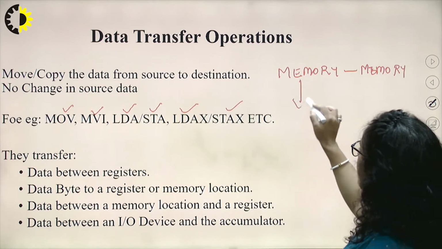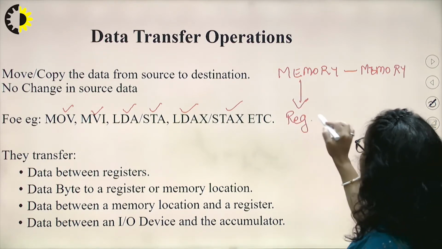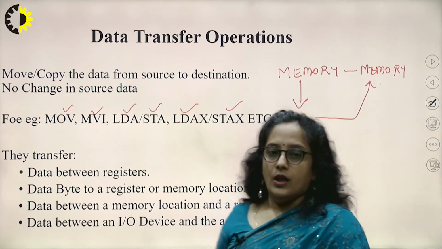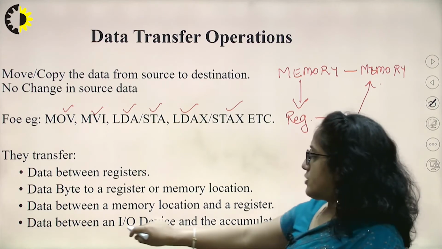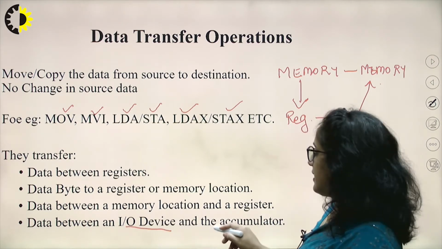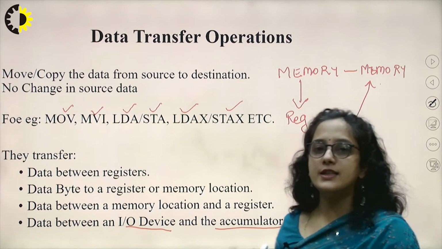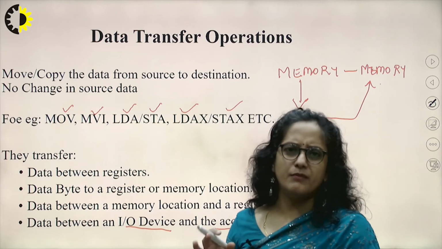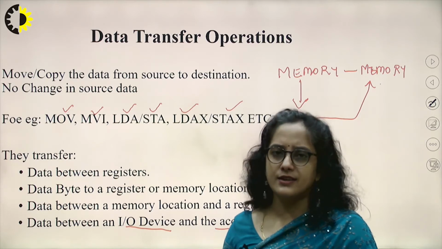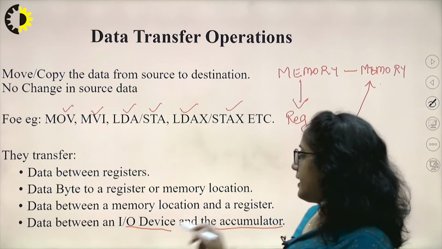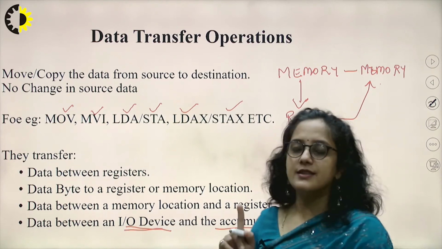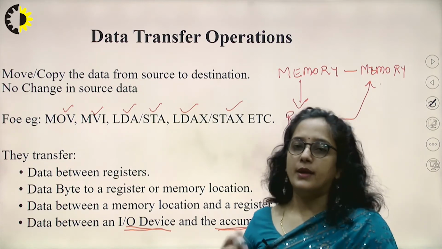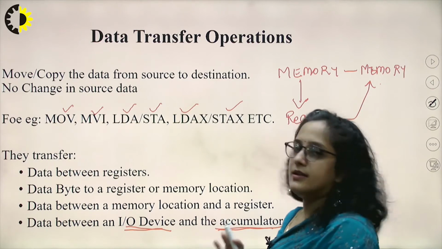First from memory it will come to the internal registers of the microprocessor, and from the microprocessor's internal register it will go to the memory. We can take data from an input output device also, and we will store this data in the accumulator. In the case of 8085 it is programmed in such a way that whatever data is present in the input output device is connected to the accumulator only. There will be no other general purpose register, but you can transfer data between other registers also.